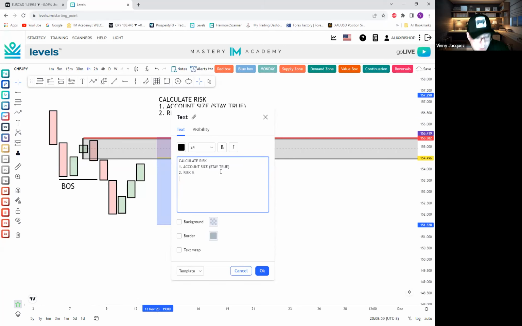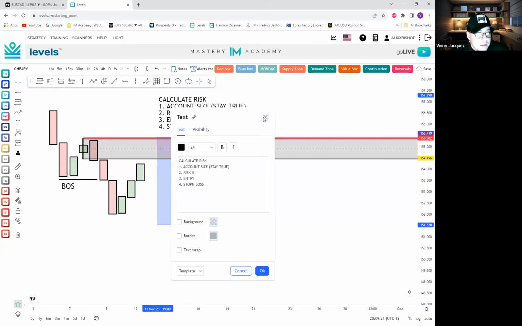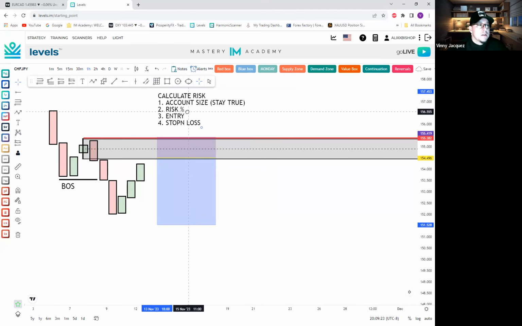Awesome. You need your entry and your stop loss. So when we come over here, you put in your account size and the percentage you're willing to risk, and then it'll tell you how much that is in money. Obviously, you're going to have your pair, your entry, and stop loss. That's really all you need to calculate your risk.